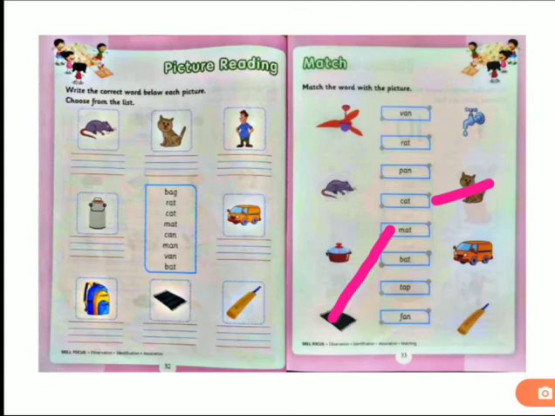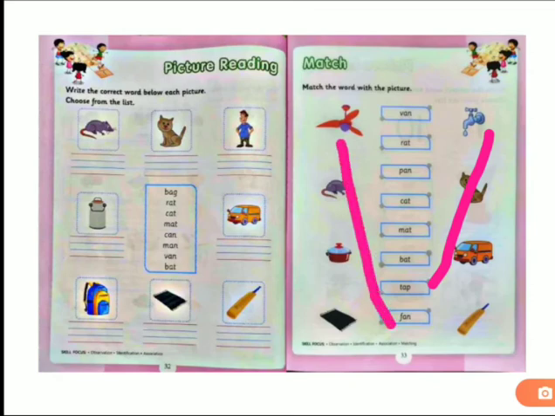And the next one is bat. Where is bat? Yes, here it is. So I have to connect both. And the next one is tap. Where is tap? Yes, you have to connect tap with the picture. And last one is fan. Where is fan? Yes, you have to connect fan with the picture.